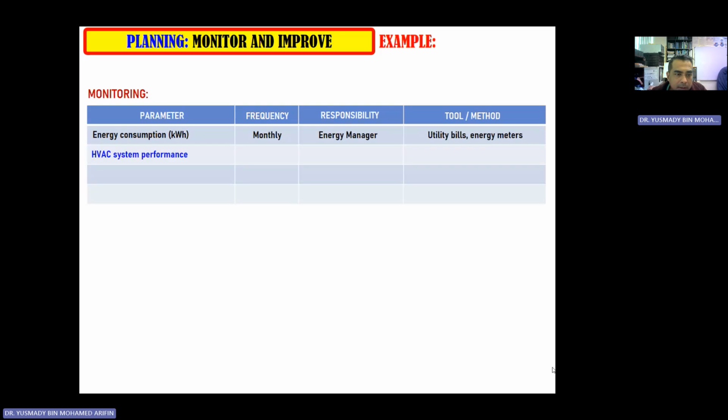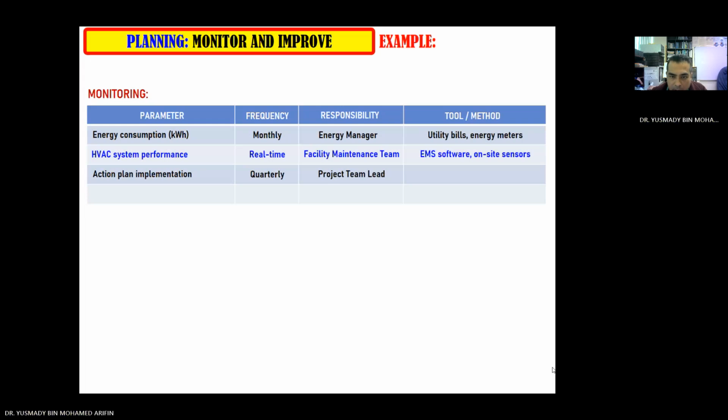Another example is about the parameter involved in terms of HVAC system performance. So we need to check in real time. Responsibility is conducted by the facility maintenance team, and the tool will be EMS software or on-site sensor. Action plan implementation frequency is quarterly. Responsibility will be conducted by the project team lead. So for the tools, you need to check the progress report and also audit report.